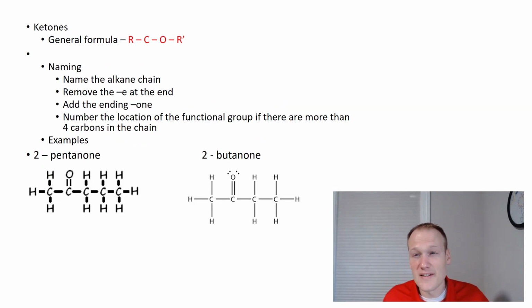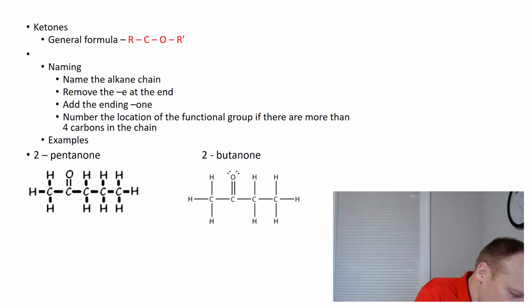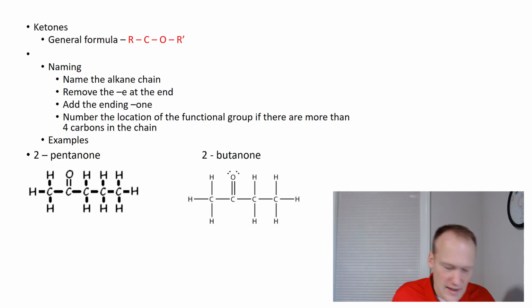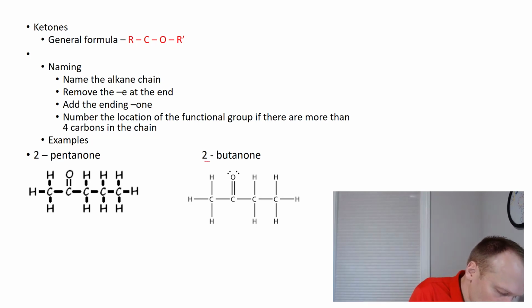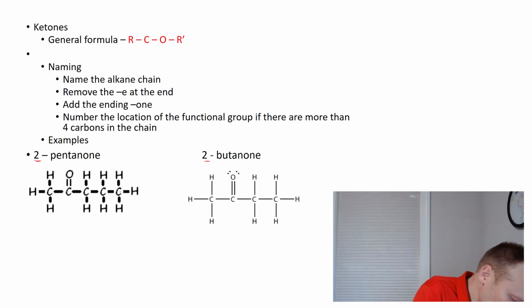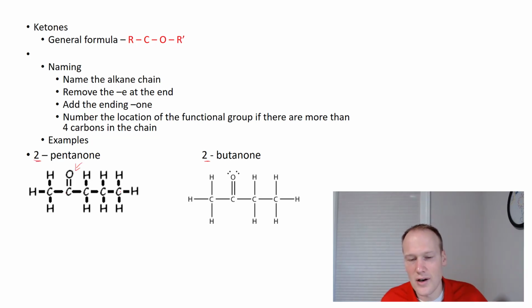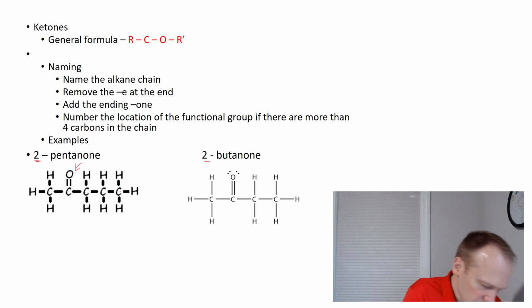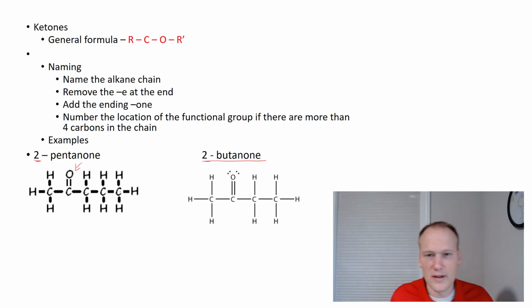The last functional group here is the ketones. The ketones is when you have a carbon double bonded to an oxygen in the middle of the chain. All we're going to do here is name the alkane chain, remove the E and add ONE, O-N-E, and then we might need a number to tell where that double bond is taking place. So if you look here, this is 1, 2, 3, 4, 5 carbons, so that would be pentanone. And then we'd put a 2 showing that the double bonded O is off the second carbon, so 2-pentanone. And then this over here would be 2-butanone because there are 1, 2, 3, 4 carbons.